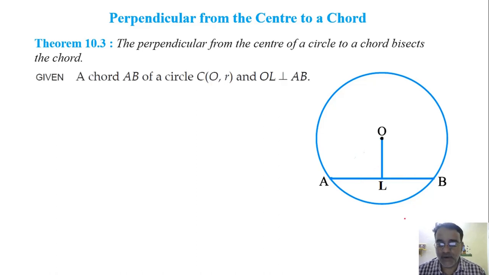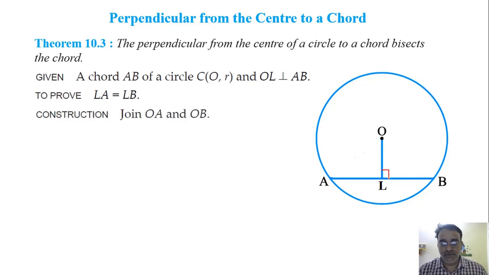So let us start. What is given? AB is a chord and OL is perpendicular to AB. This is given. Right? And what we have to show is that AL is equal to BL. Now here we have to do some construction. So what we are going to do is join OA, and we also joined OB. This is clear? Yes, sir.